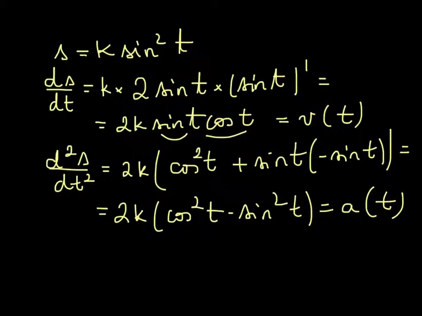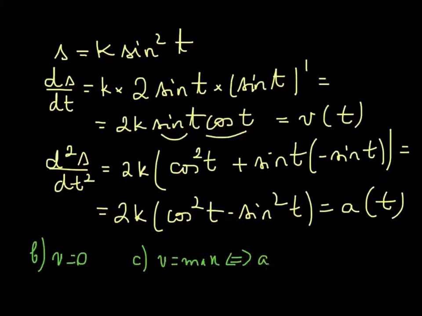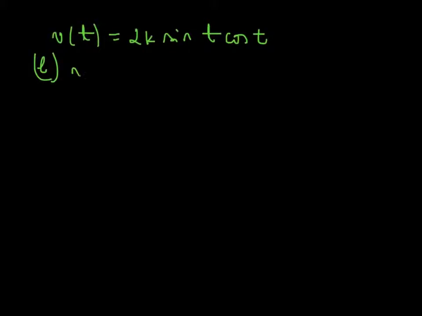Next question asks, find when velocity is 0. And question C, find when velocity is maximum. So this is the same as acceleration being 0. V of t, we decided this is 2k sine t cos t. Question B, V of t equals 0.